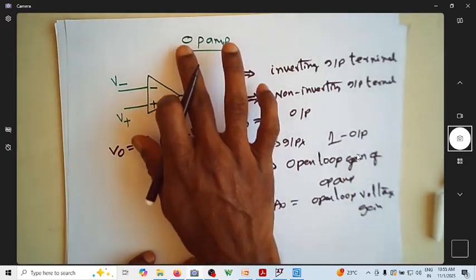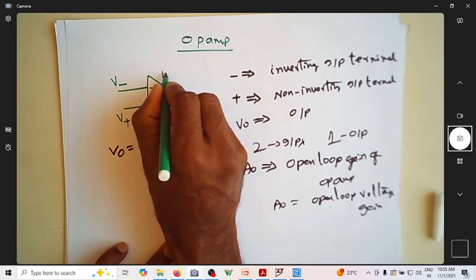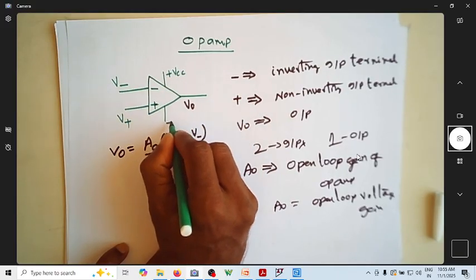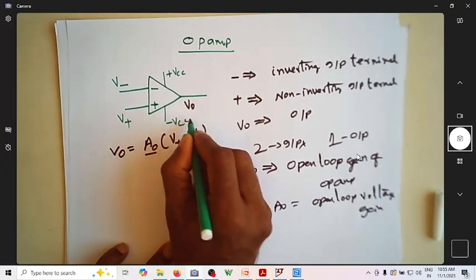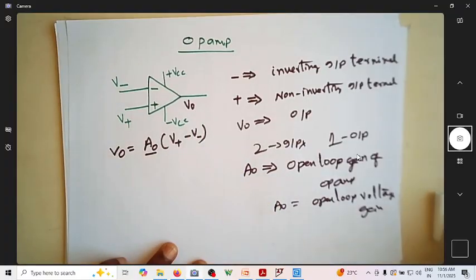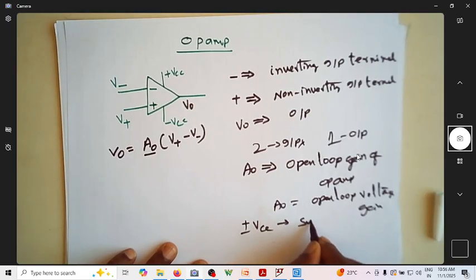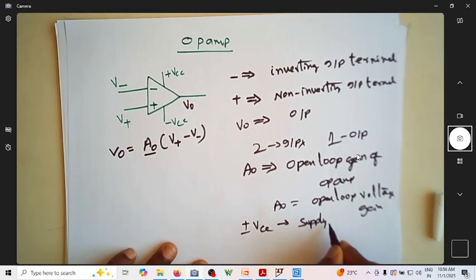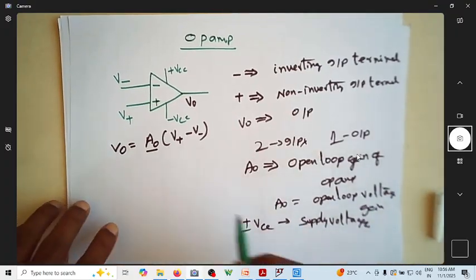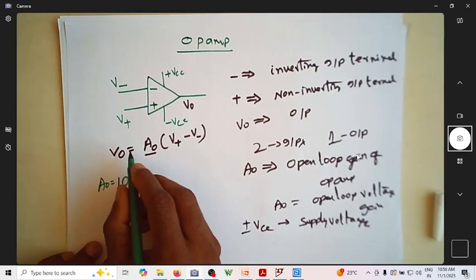Of course, we know that this is an electronic circuit and needs to be supported with supply voltages, which are plus VCC and minus VCC. There are two supplies required for this. Plus or minus VCCs are the supply voltages.